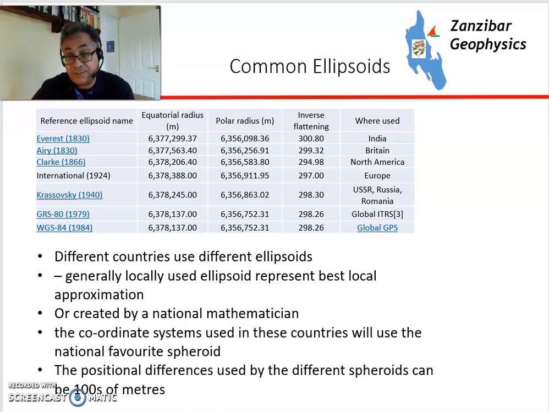the world standard. However, there's a problem because countries tend to be very proud of their spheroids, particularly if they're done by their own national mathematician, and country systems are enshrined in law to some extent to use a particular way of doing things. So different spheroids are used in different places, and you must use the appropriate spheroid for your area, or at least know what spheroid is being used.